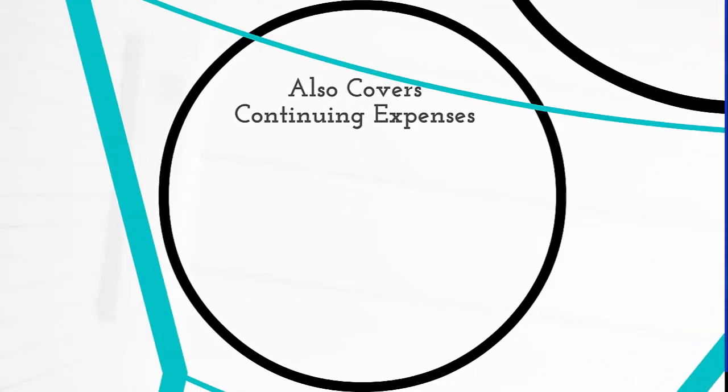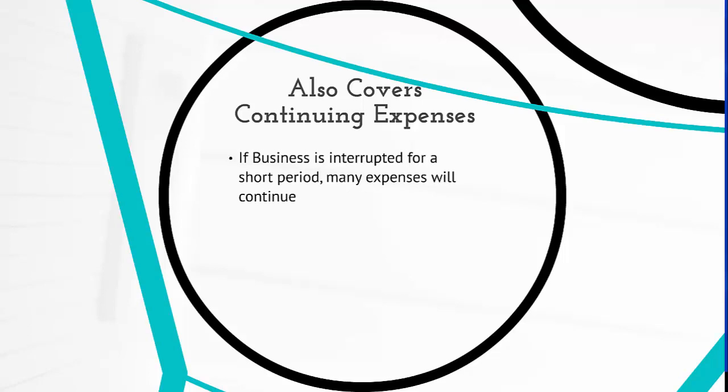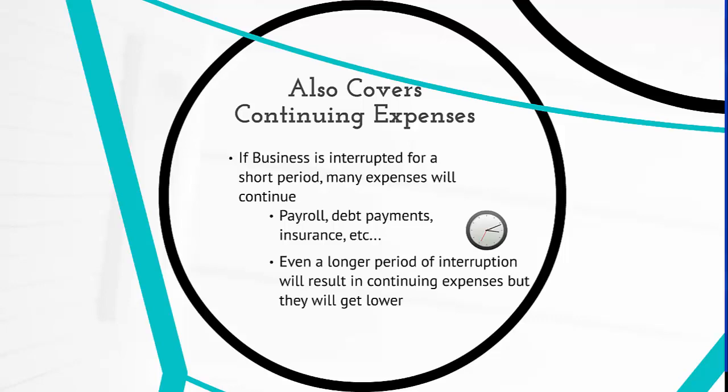It also covers continuing expenses. If business is interrupted for a short period, many expenses will continue, such as payroll, debt payments, such as paying off loans and mortgages, insurance, such as your property insurance and your employee benefits, and other things. If an even longer period of interruption occurs, this will result in continuing expenses, but they will tend to get lower over time. For example, you may have to let go of some employees, so your payroll will go down. You may pay off certain debt, and you may discontinue certain types of insurance.